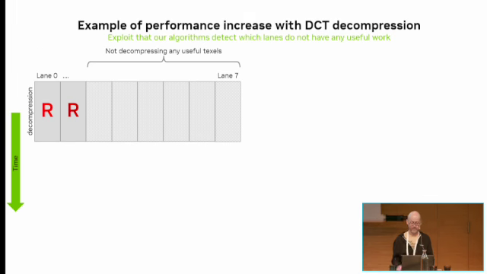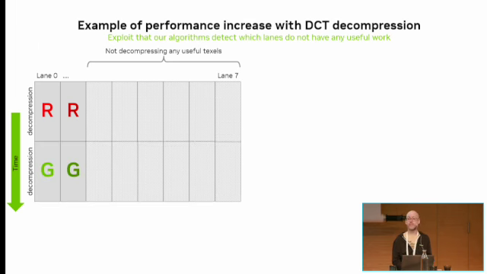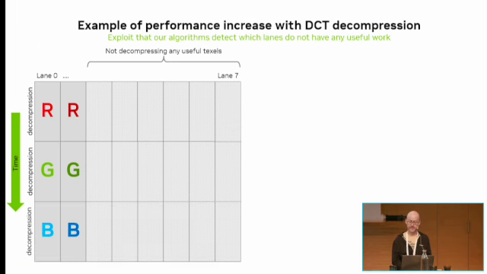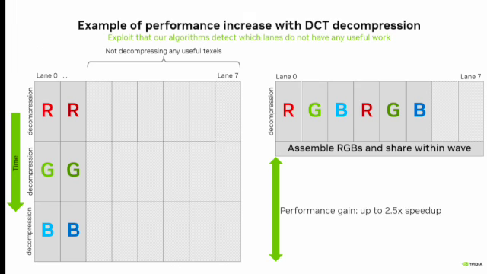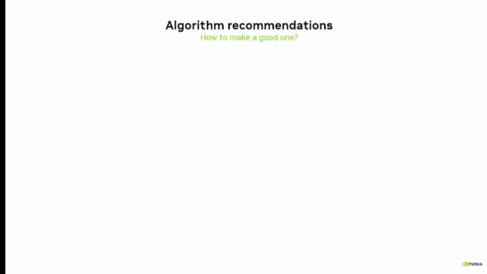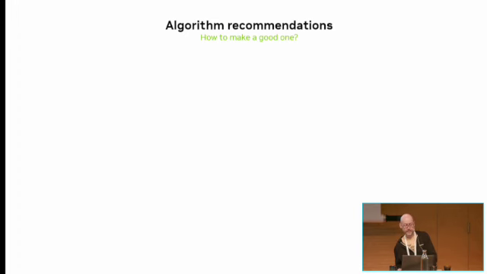So in this toy example, let's assume that we only need 2 texels for lanes 0 and 1. Normally we could decompress red, green, blue like this, but we could also do a classical vertical to horizontal transformation, and then we assemble the RGBs, and the performance gain is the difference here. We have seen up to 2.5 times speedup. So this is very preliminary, non-extensive results, but at least we have a proof of concept in place. So how do we make a good algorithm recommendation?